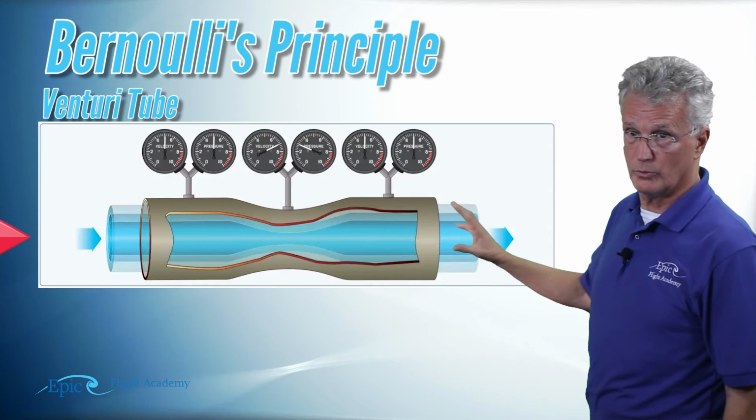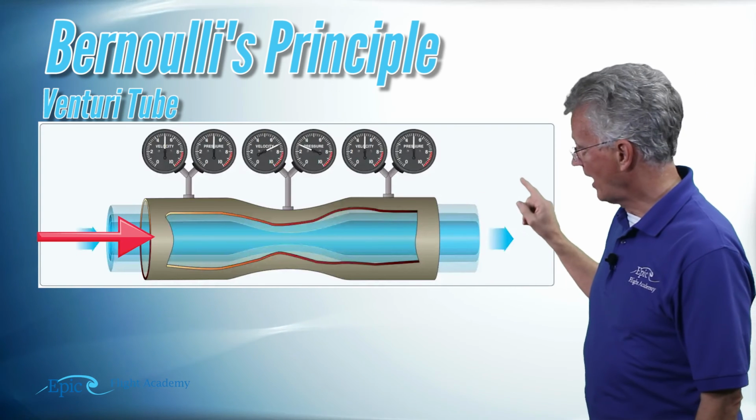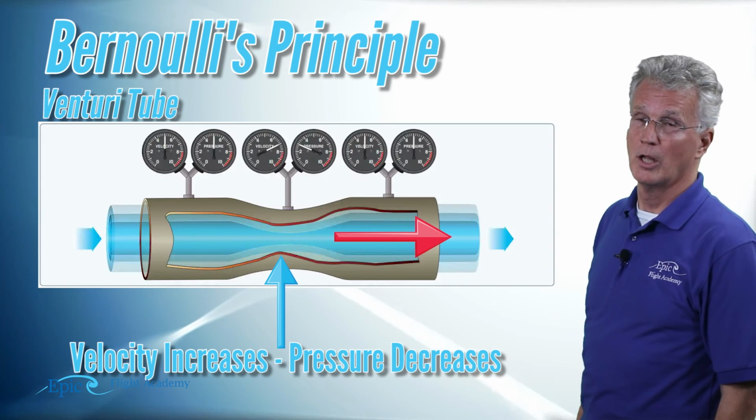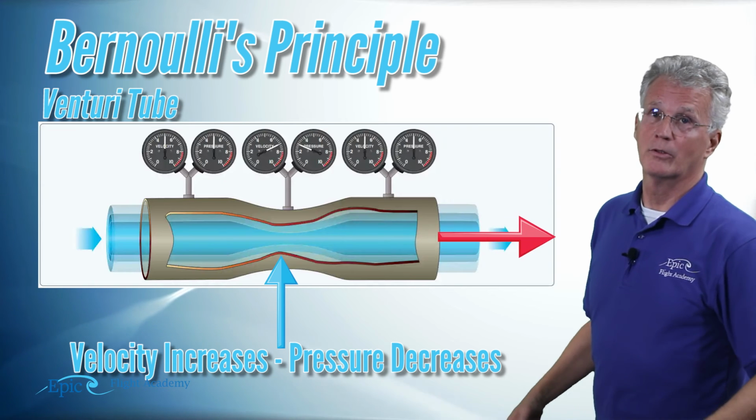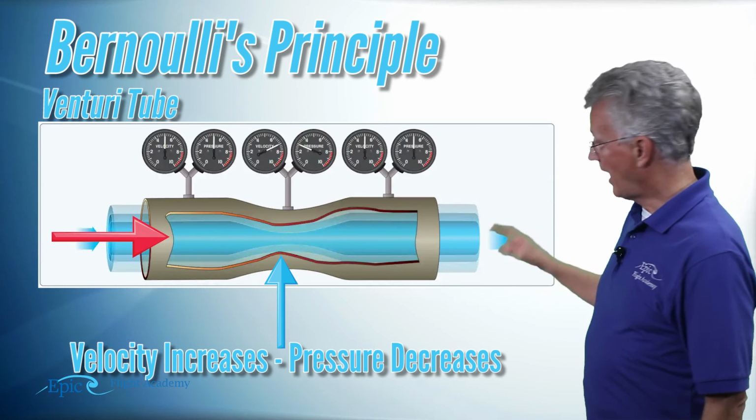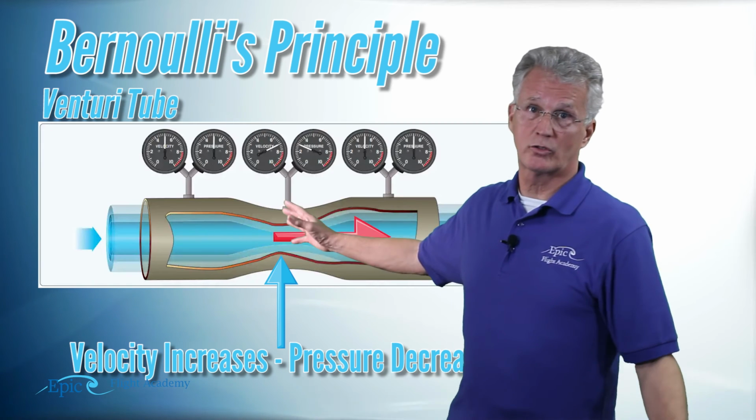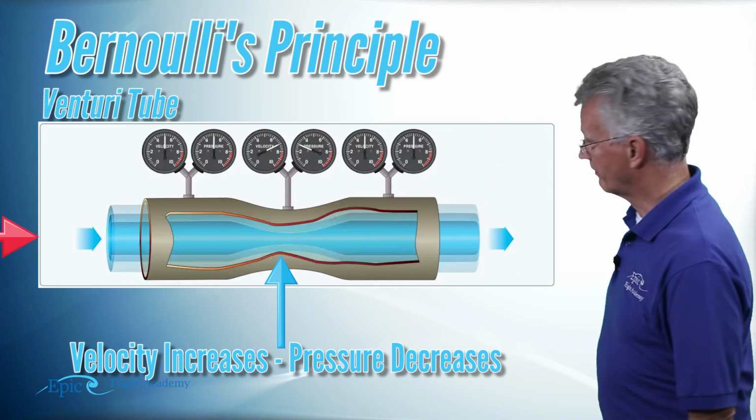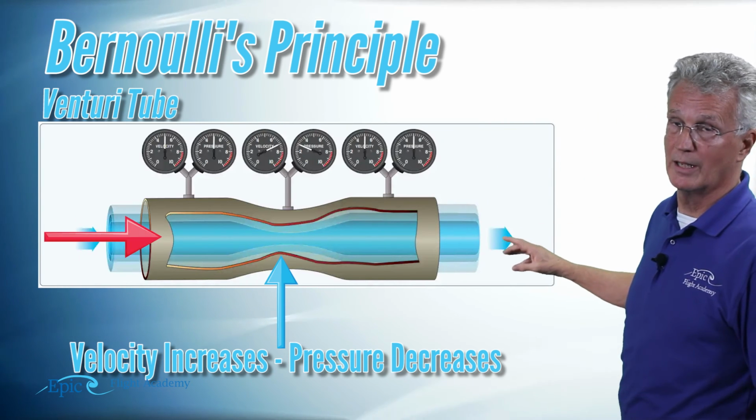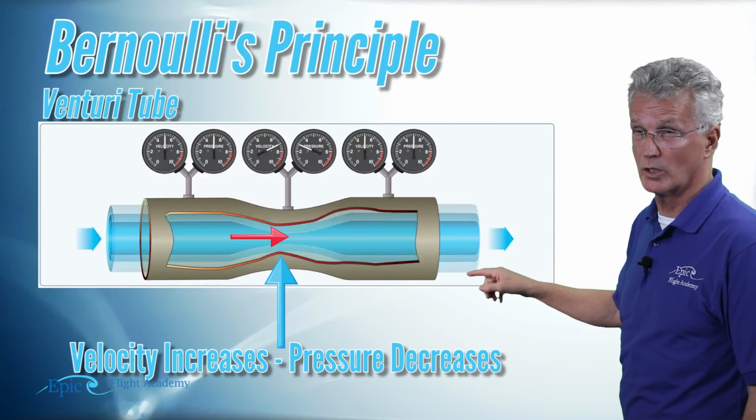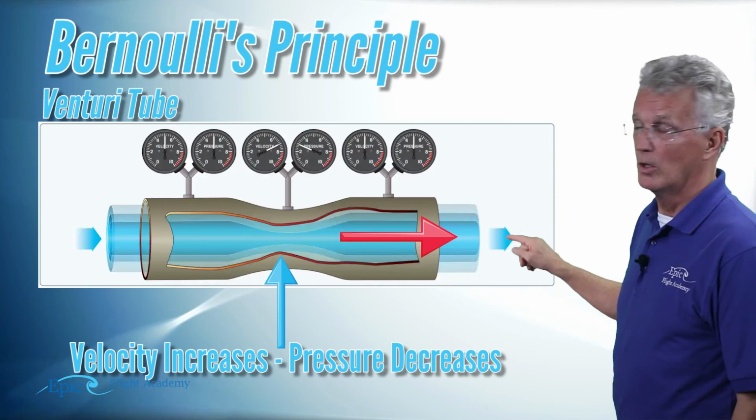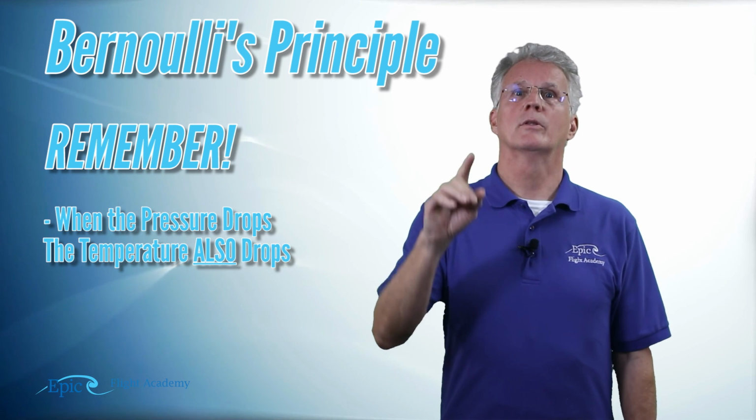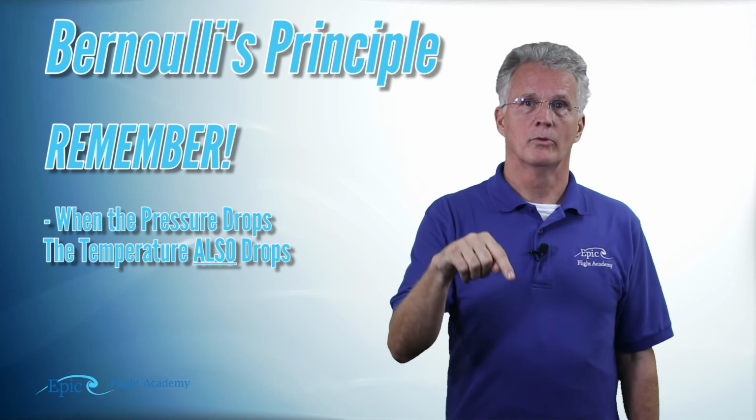As we move air through this tube, the air has to accelerate as it moves through the constriction. When it accelerates, the pressure drops. As it passes the constriction and slows down again, the pressure rises. So here's the air on the front end, forced into that constriction. It must accelerate to move through that constriction, and the pressure drops. What's not shown here is temperature. Remember, when the pressure drops, the temperature also drops.